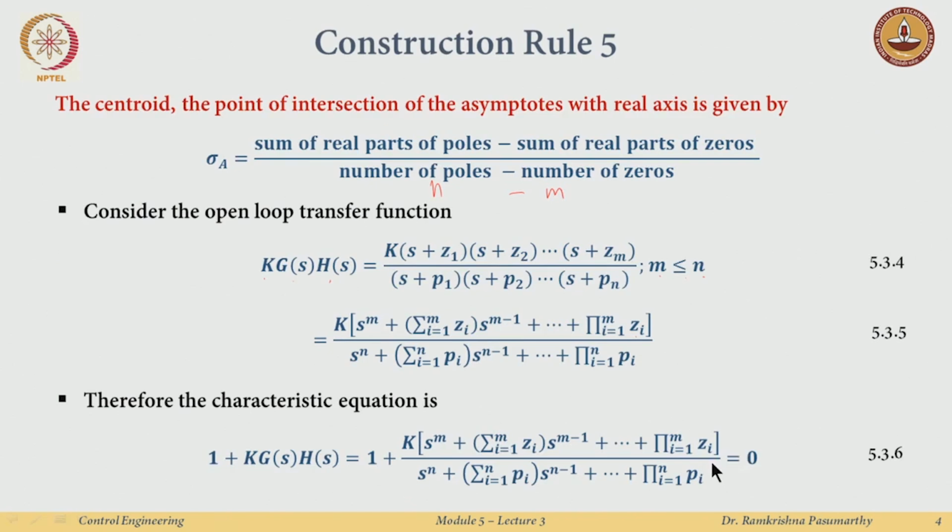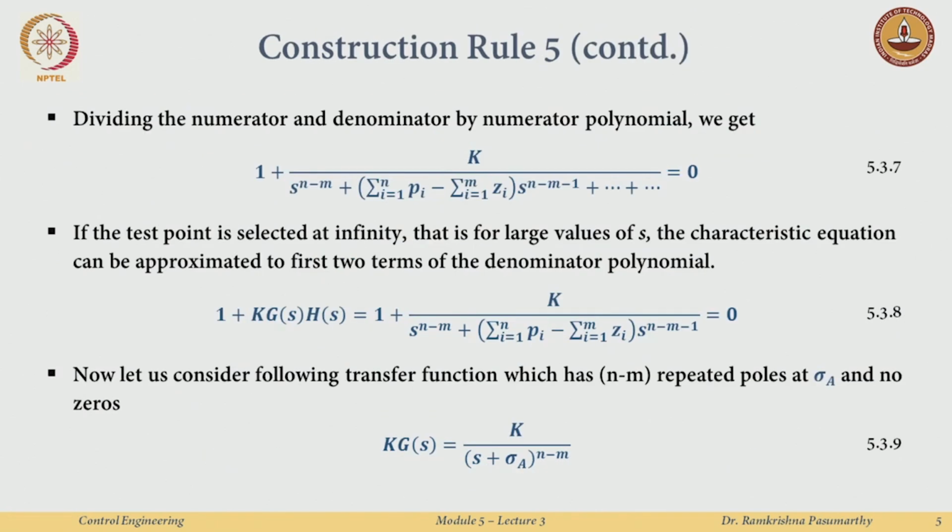So, how will the denominator now look? It will start with powers of s to the n minus m, then powers of s to the n minus m minus 1 and so on. Okay. So, what will be the coefficient of s to the n minus m minus 1? That will just be the sum of the poles minus the sum of all the zeros, and then you just have this series.